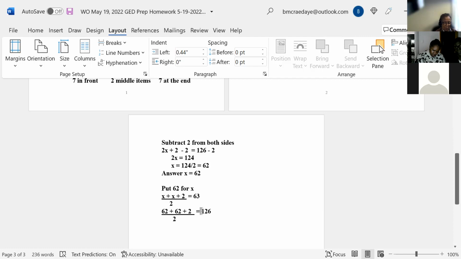63. Isn't that correct? That's what we got. That was our median. Yes. That's how you can check it, right? Divide that by 2. Put our 2 here. And you get 63. You see how you can check it? Put the x into that expression and you get 63. Now you know it's correct.